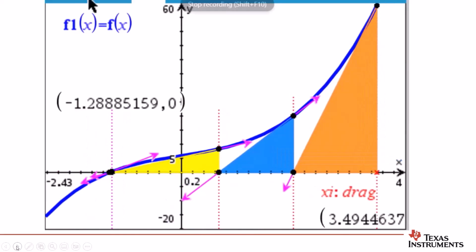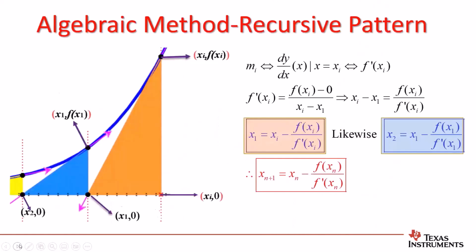Okay. So this is the algebraic method for the recursive pattern. So what we need is the slope of the tangent. And you can see on my screen.